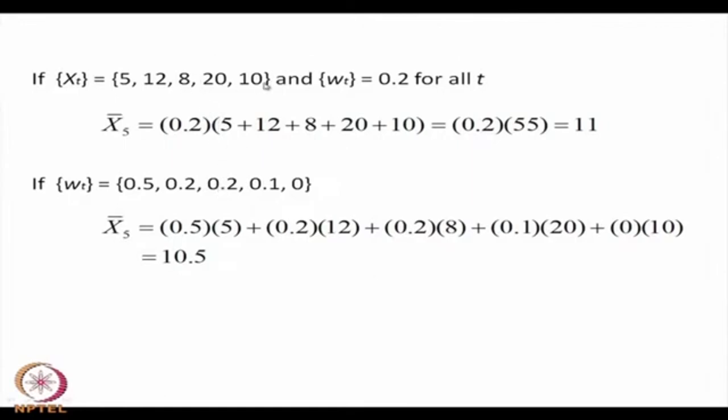Suppose that we have 5 values of x t, and if the constant weight w t is given as 0.2 to each one, 0.2 is greater than 0, and when we add 0.2 5 times it becomes 1. Therefore, the average of x t calculated at the time point 5 is equal to 0.2 into 5 plus 0.2 into 12, etcetera, equal to 11. Whereas, if we change the weights, still maintaining that the sum of the weights is equal to 1, then the same quantity using the same values, the weights are different now, 0.5 into 5, etcetera, the value of x 5 is 10.5.